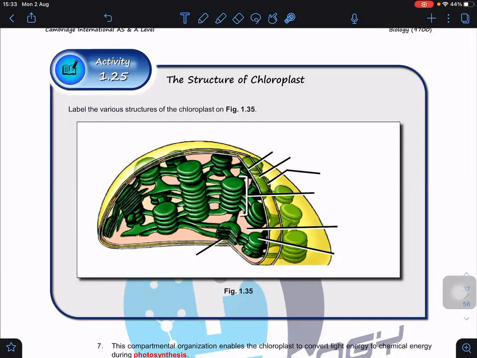First, you can see that this line points to the outer layer. This outer layer is known as the outer membrane. You should get this correct. Second, this line touches the inner layer. This one is known as the inner membrane. The space in between the inner and outer membrane is known as the intermembrane space. You should get this correct.